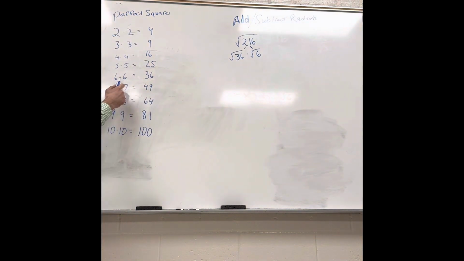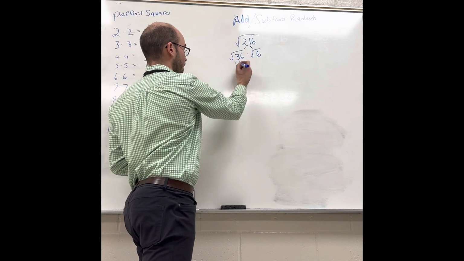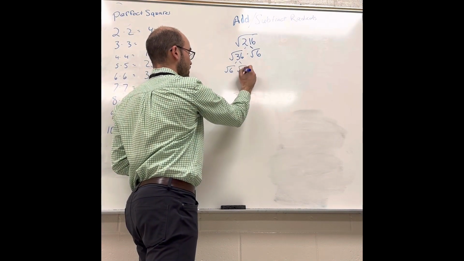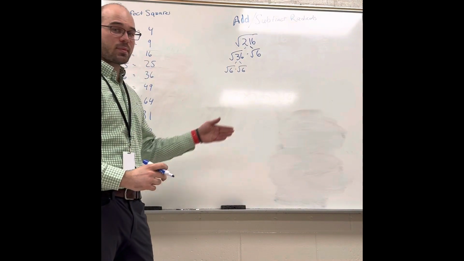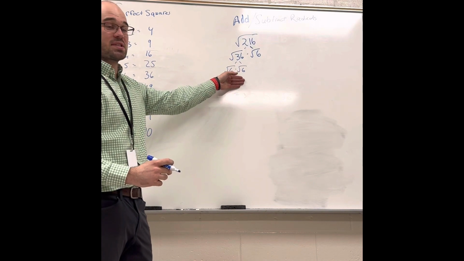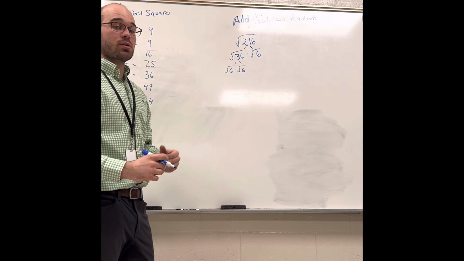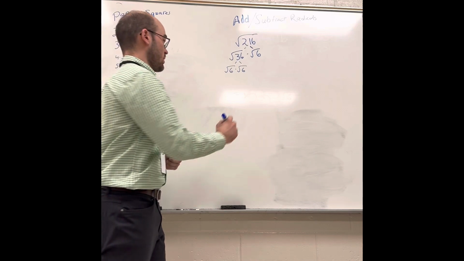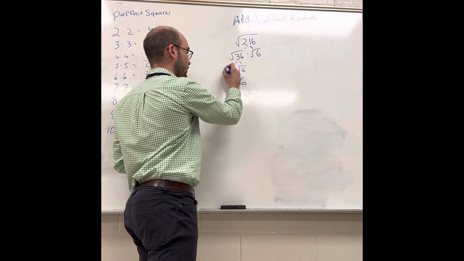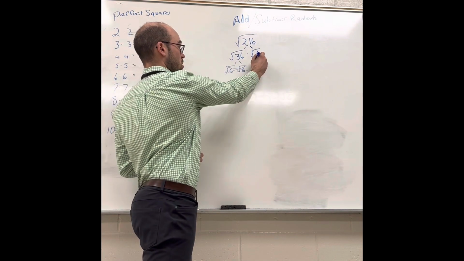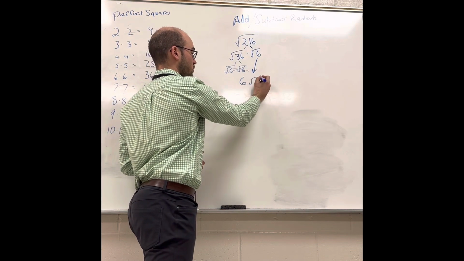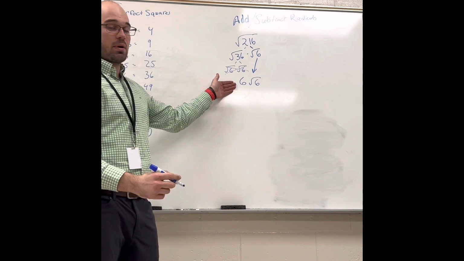I know that 6 times 6 will give me 36. So I can break this down to radical 6 times radical 6. I've got my pair of the same radical. So one 6 is going to come out. I can forget about these and bring down this other radical 6. I've got my final answer: 6 root 6.